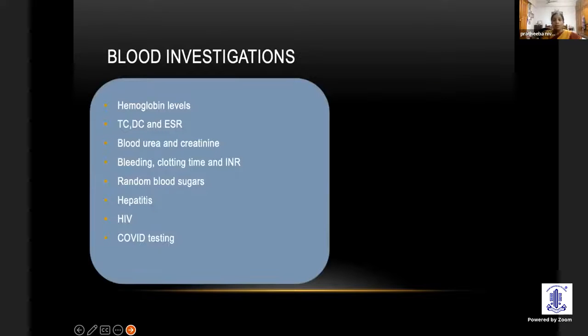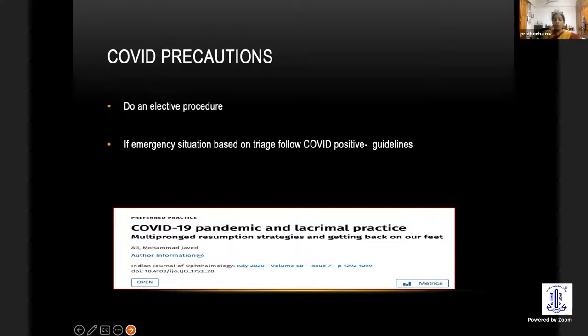And coming on to the blood investigations, I routinely do the common basic blood tests like hemoglobin, TC, DC, ESR, blood urea, creatinine, and bleeding time, clotting time with INR, and random blood sugars, the hepatitis and HIV profile. And I do a COVID testing these days. So this was also discussed. So I do it as an elective procedure.